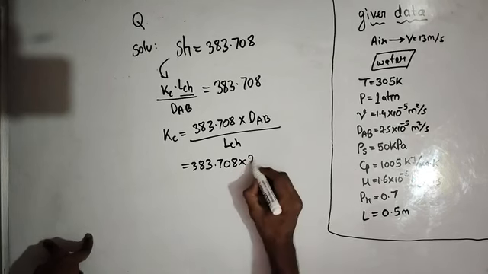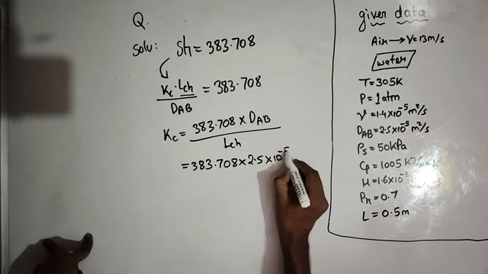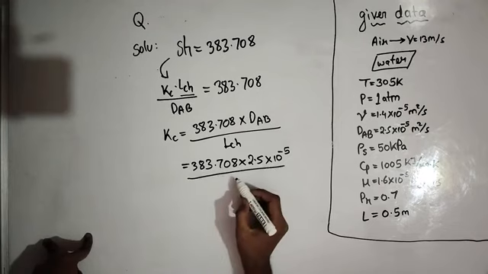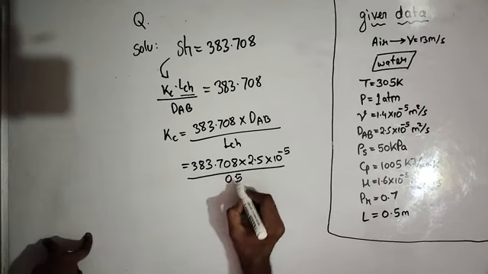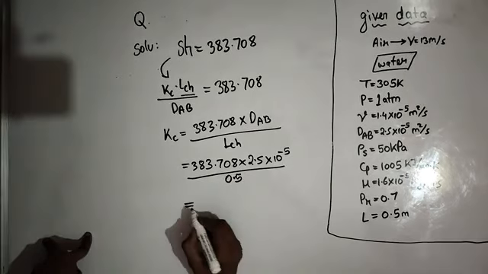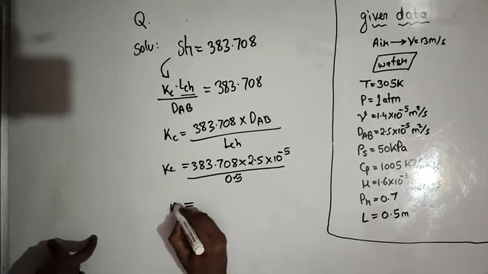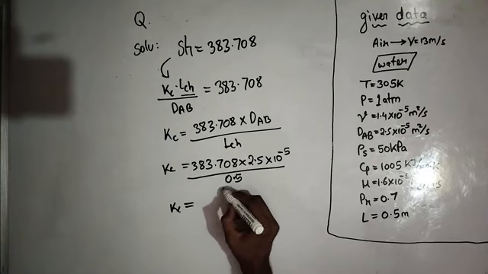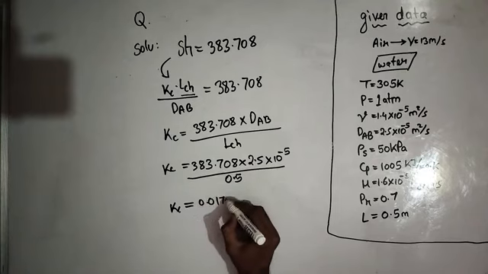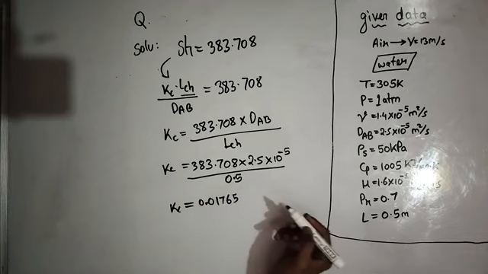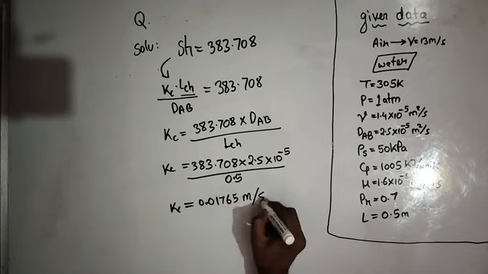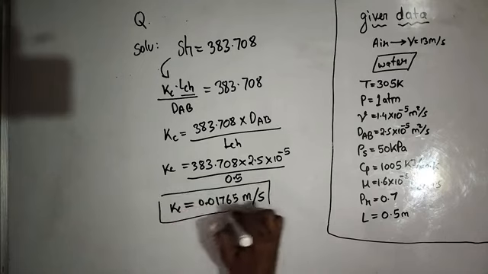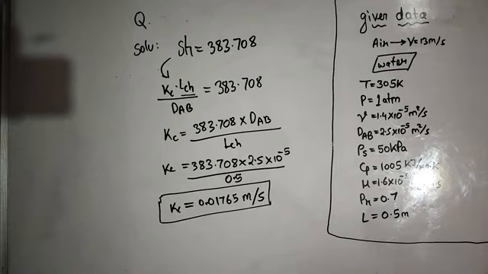of diffusivity, which is 2.5 into 10 raised to power minus 5, upon L, which is 0.5. So from this, we get our mass transfer coefficient value as 0.01765 meter per second. So this is the value of the mass transfer coefficient that we get for this question.